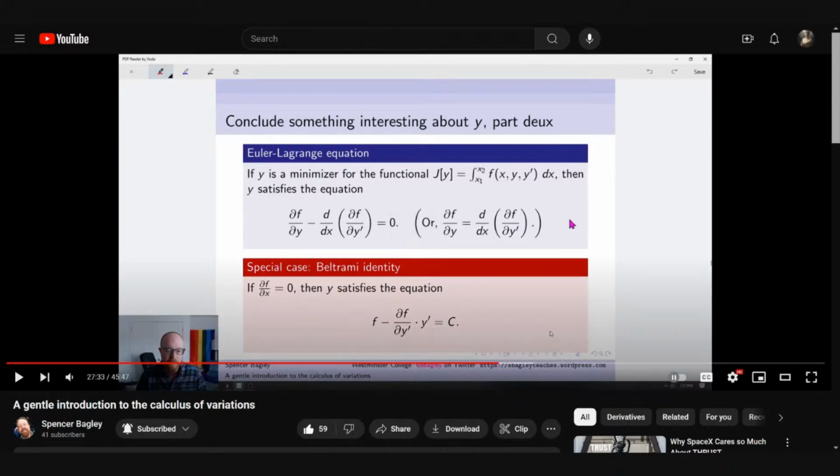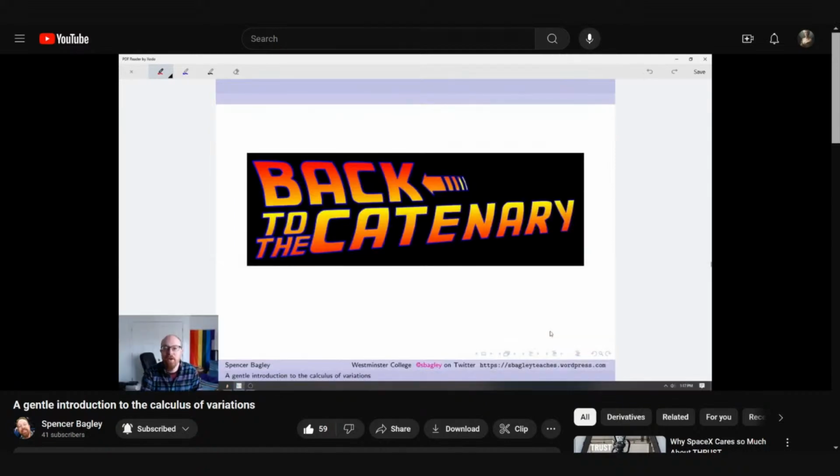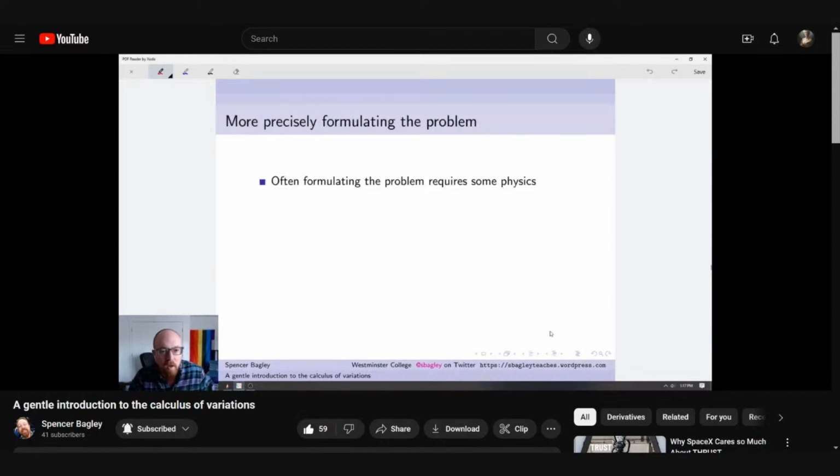We're looking to solve the catenary, whatever situations we may find ourselves in. Let us return to the catenary. Sorry, that was a bad joke. We need to more precisely formulate the problem, right? Originally, we said what shape, what function describes this curve that the chain takes. I think we're going to have to turn on our physics brain a little bit in order to formulate the problem more precisely.